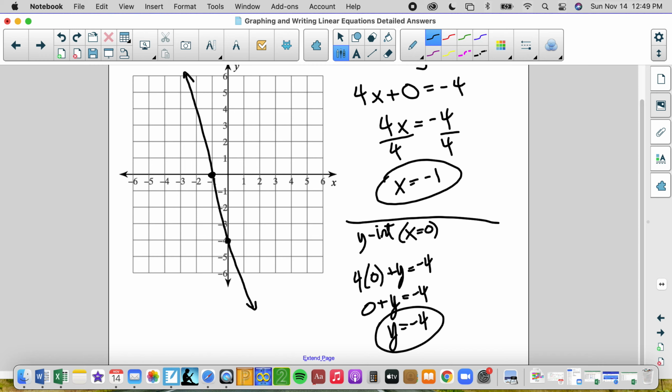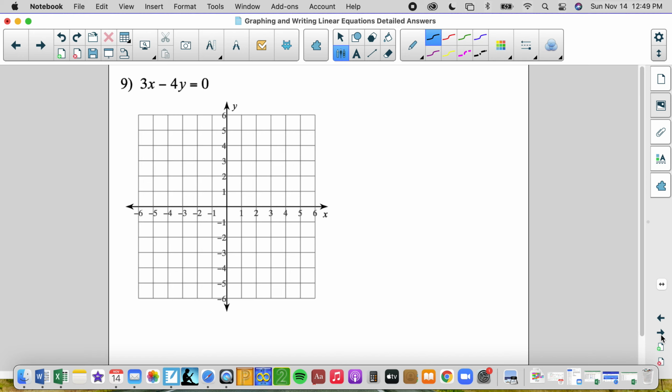There's my 2 points. I have -1, 0 as my coordinate, and I have 0, -4 as my other coordinate. Last one. I love this one. This is a good one. X-intercept, you knew it was coming. I told you it was going to come. X-intercept, we're going to plug in 0 for y.